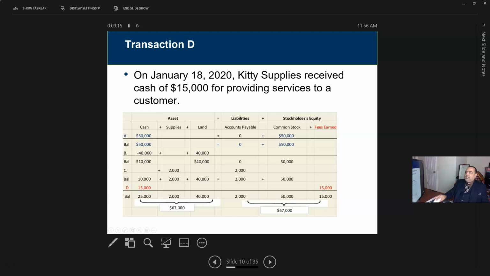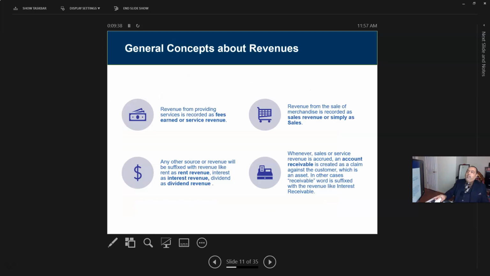And on the other side, as I said to you, stockholders' equity gets increased with the revenue. That's the fees earned here. So plus 15,000. It had common stock of 50,000, plus 15,000, plus 2,000, will be 67,000. So that's how the accounting equation is remaining balanced. Now the general concepts of revenue, because it's an important element and people get confused about it. So that's why I'm taking time to discuss it.